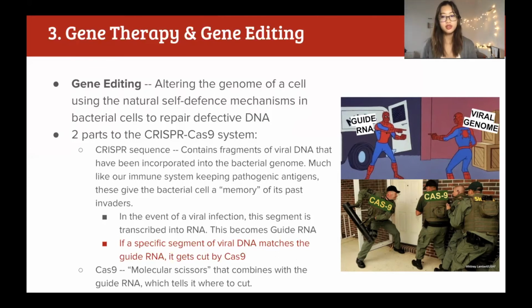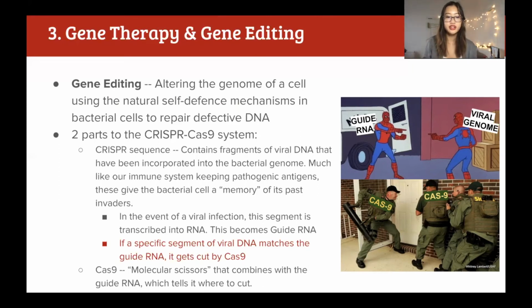But basically what happens is that the CRISPR sequence is a sequence in the bacterial genome. It contains fragments of viral DNA that have been incorporated into the bacterial genome. So when a virus invades a bacteria, this bacteria can steal or grab fragments of the viral DNA and incorporate it into its own genome. So this actually helps to give the bacterial immune system a memory of the viruses that have previously invaded it.